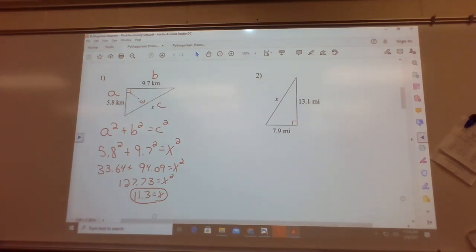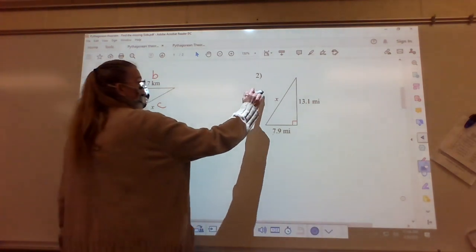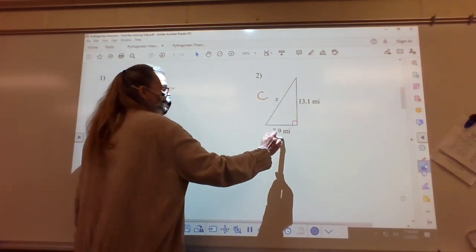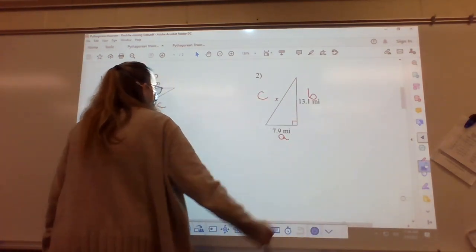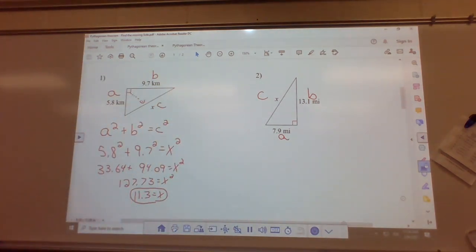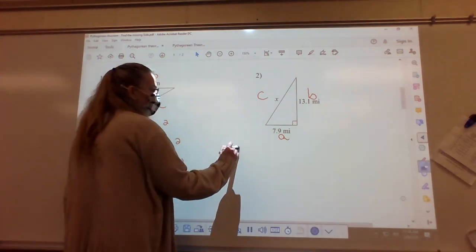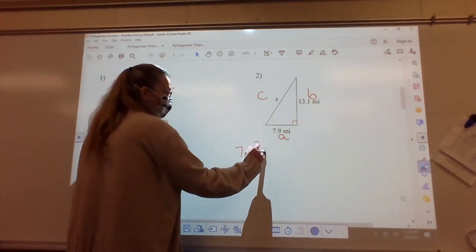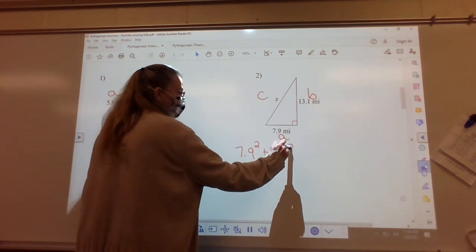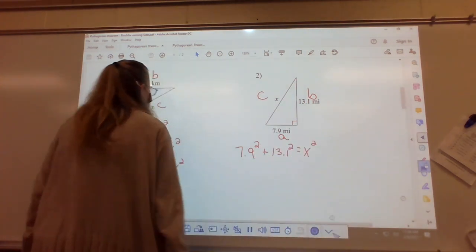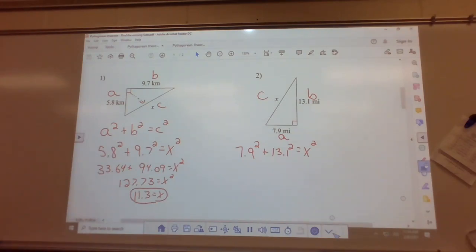You okay there? Number 2, what's my longest side? It's x again, so we're going to mark that as a C. The A and the B are these two, so I'm going to put an A here and a B here. I always like putting them in order: small, medium, large. But the A and the B can switch as long as the biggest side is C. So we get 7.9 squared plus 13.1 squared equals x squared. This one's set up exactly the same way as the one we just did.